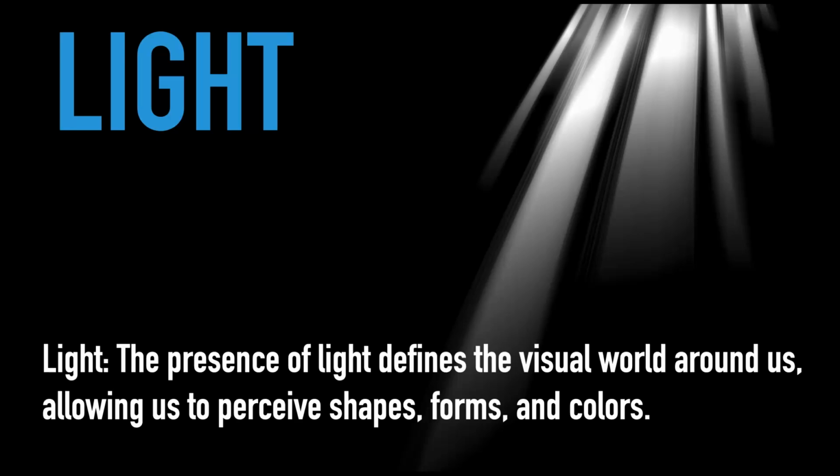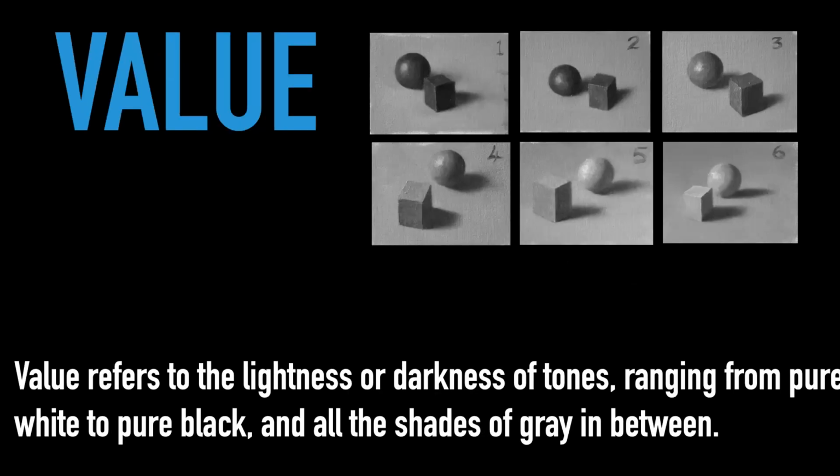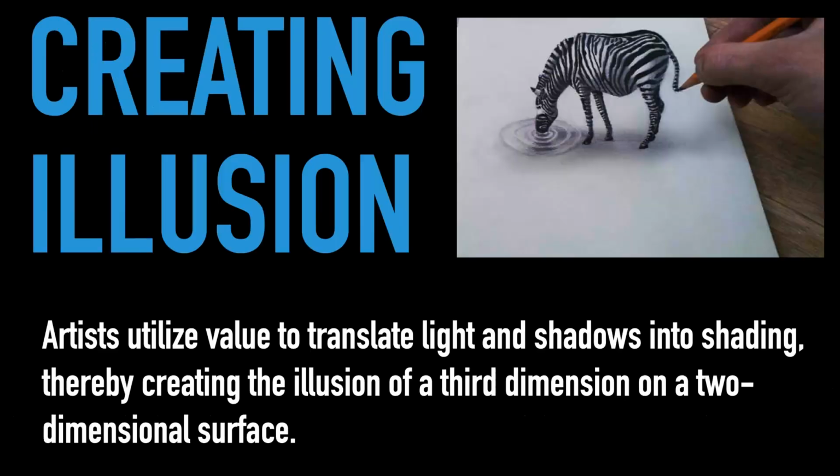And so what we're really doing at the end of the day, when we're looking at forms, especially just very simple forms, is we're looking at the light and the shadow of those shapes. And so here's a couple of images to talk about that. Value refers to the lightness and darkness of tones that range from pure white to pure black and all the shades of gray in between. And these can be the very same shapes, but depending on how they're lit, that's how we see what we see.